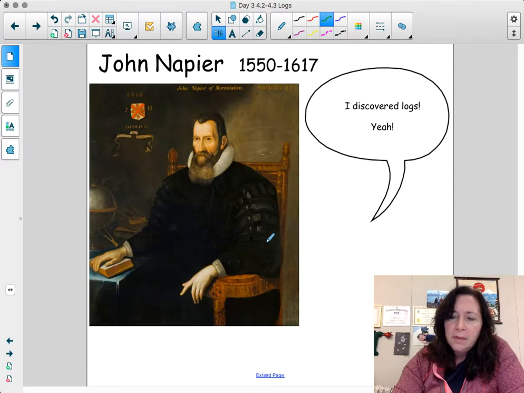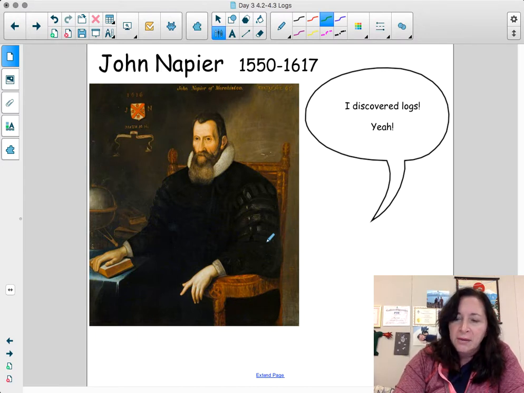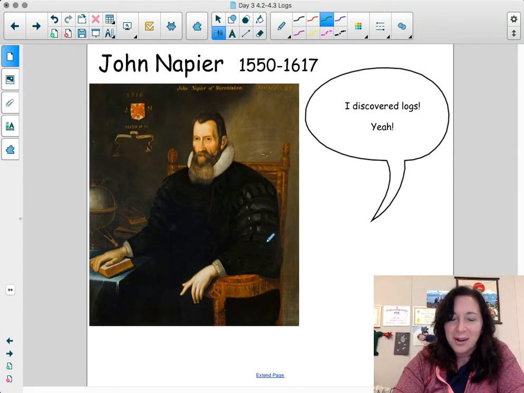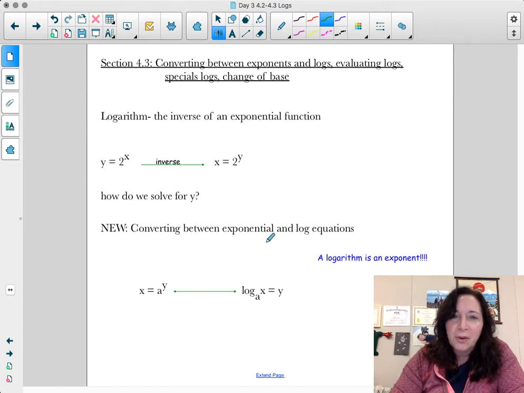So John Napier discovered logarithms, and there's a lot of really cool research on him, and I would encourage you to read up on that because it's always interesting reading about famous mathematicians. So I enjoy that. A couple of things: converting between exponents and logs and evaluating logs. That's what we're going to start with now.